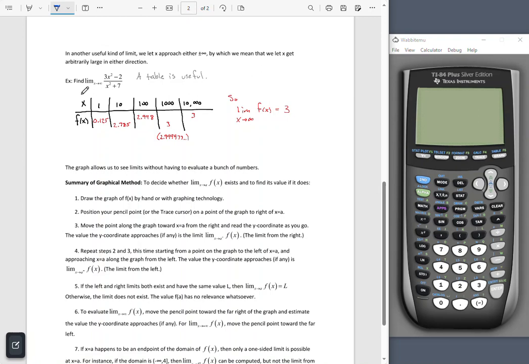For example, let's find the limit as x approaches infinity of 3x squared minus 2 over x squared plus 7. I'm going to turn my calculator back on and then go back to y equals. Let's enter our function, the numerator in parentheses, 3x squared minus 2. I don't know why I'm doing this the hard way.